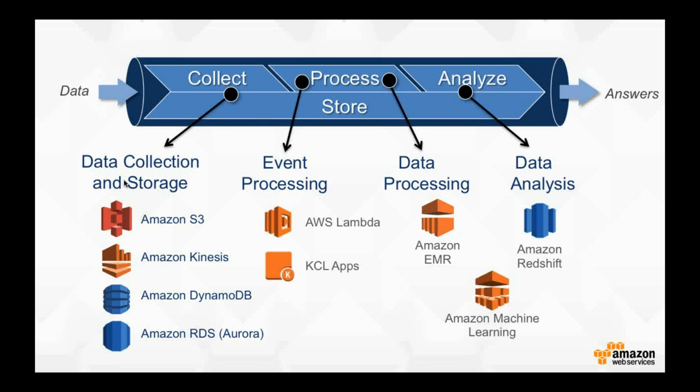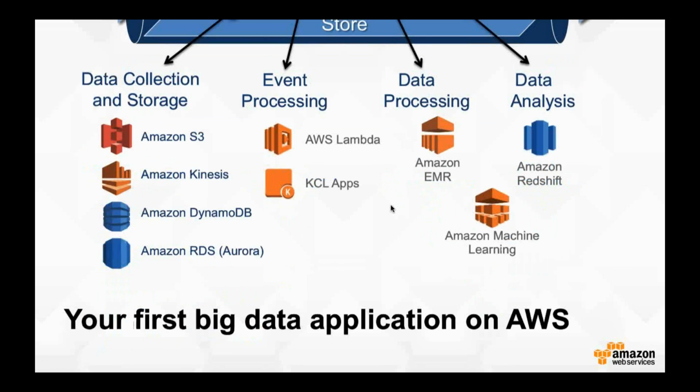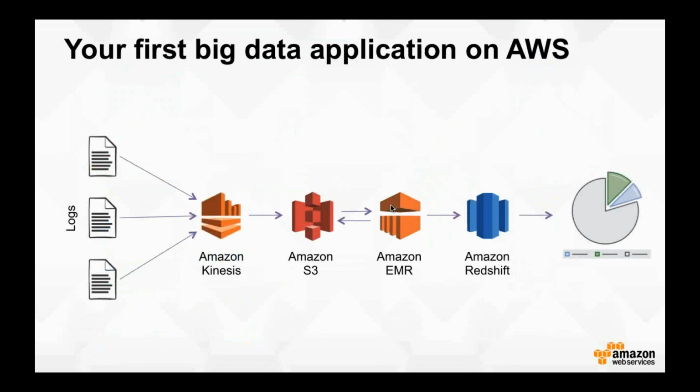We also have, in between, in the data processing layer, Amazon EMR or Elastic MapReduce, which is essentially managed Hadoop. We'll talk more about EMR as we go along, and there are also other services for analysis, like a data warehouse service called Amazon Redshift, a highly scalable petabyte-scale data warehouse service, and we also have Amazon Machine Learning.